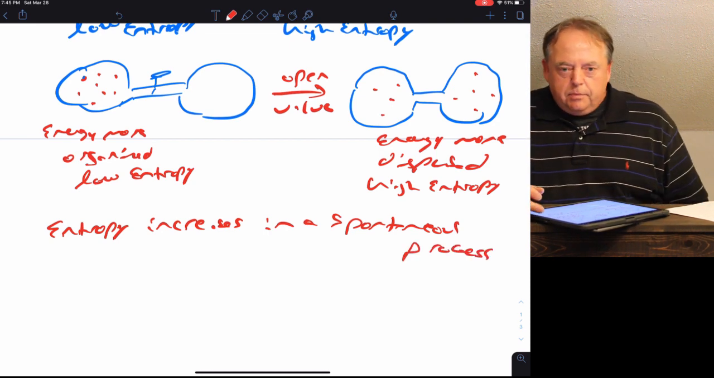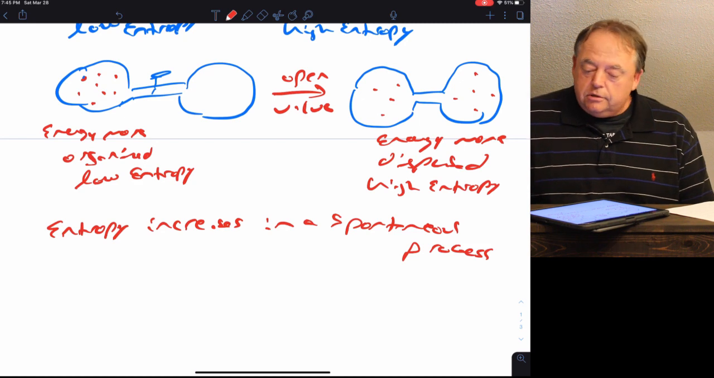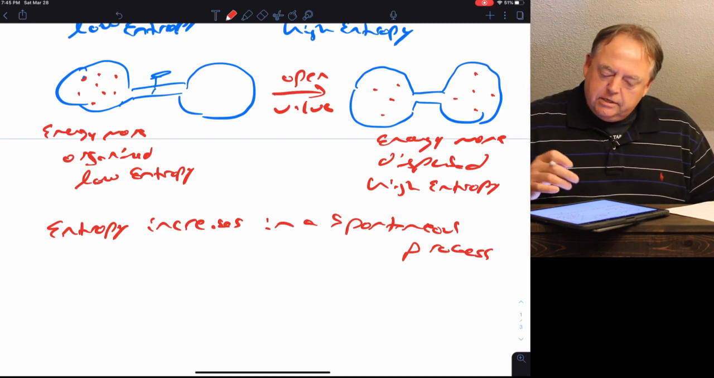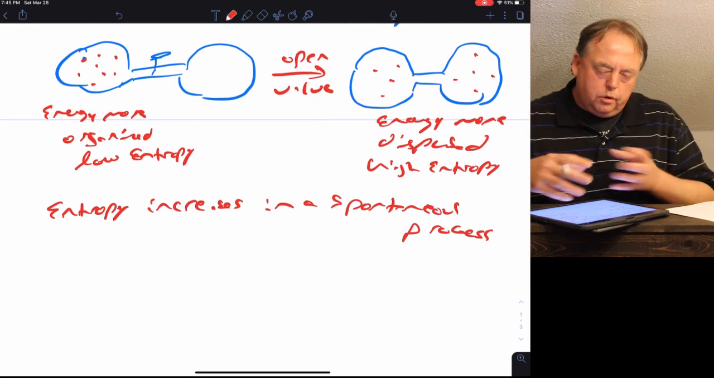Okay, so if the process is spontaneous, entropy increases in a spontaneous process. It goes from more order to more disorder.